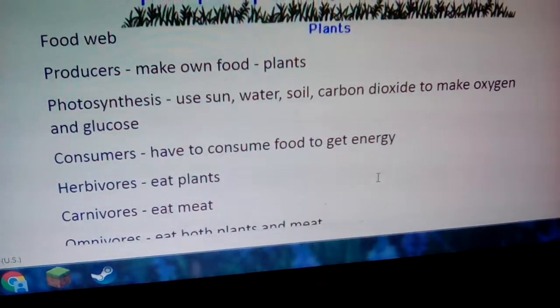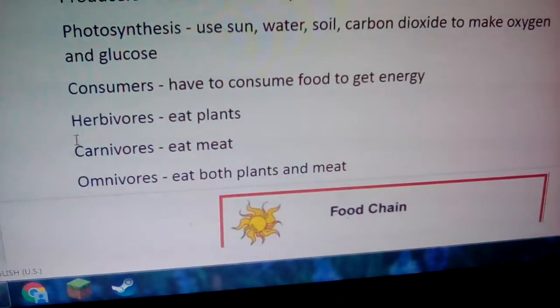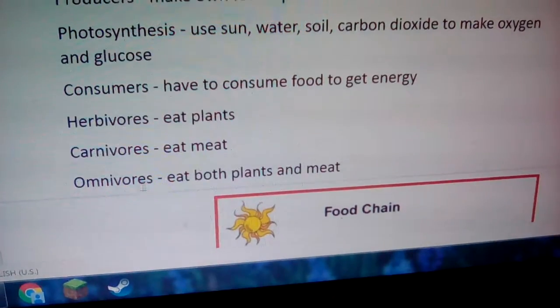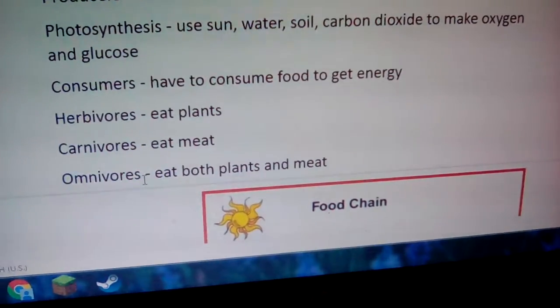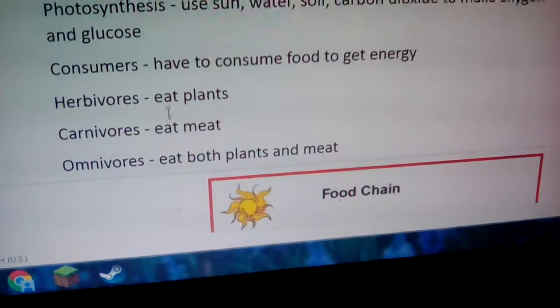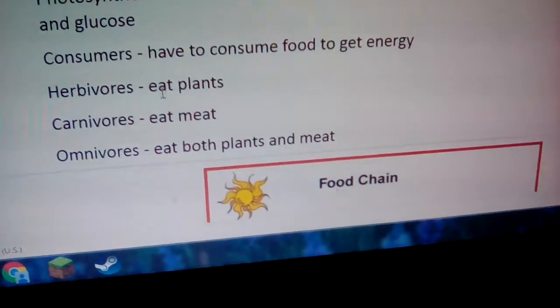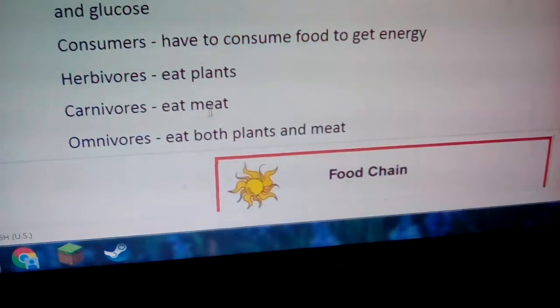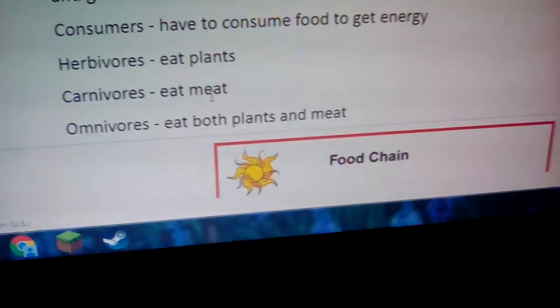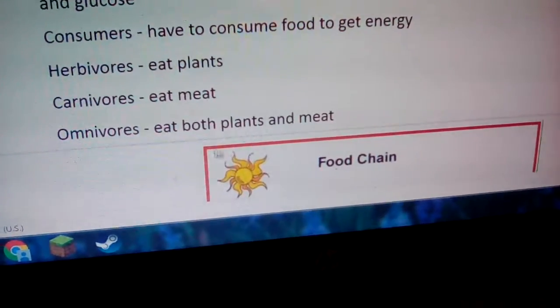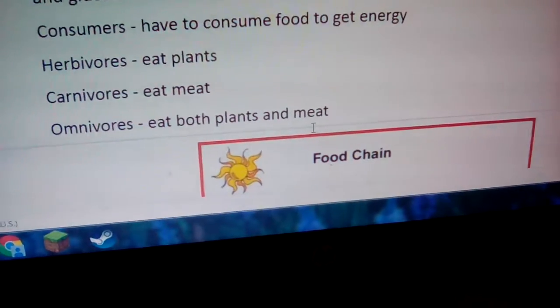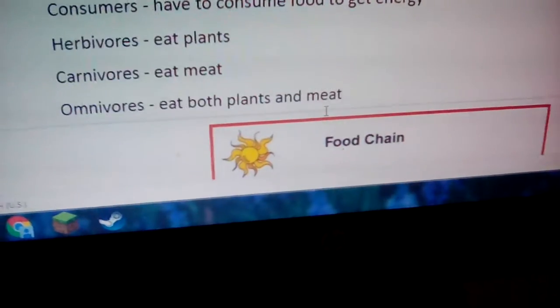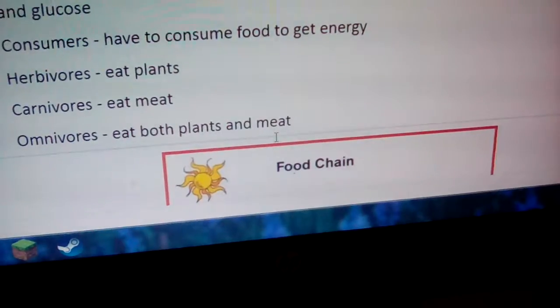So there's 3 different types of consumers. There's a herbivore, a carnivore, and an omnivore. And you guys should be pretty familiar with what these are because you probably learned this in E1. So an herbivore is something that eats plants, like rabbits. Rabbits would be an herbivore. A carnivore is something that eats meat, like a wolf or a tiger. And then omnivores would eat both plants and meat. So like humans, I like a good salad every once in a while, and I like a good steak.